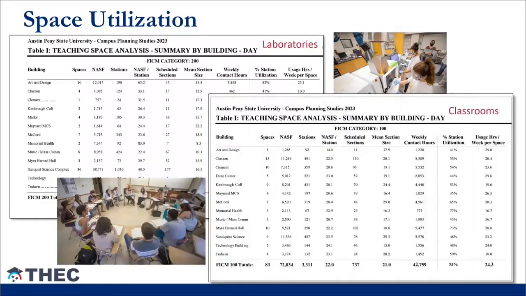We also looked at classroom utilization. There were 83 classrooms that were scheduled in the fall. They were scheduled on average 16 hours per week. 23 hours per week, and THEC recommends 30 hours per week. So again, there's room for growth in those numbers.